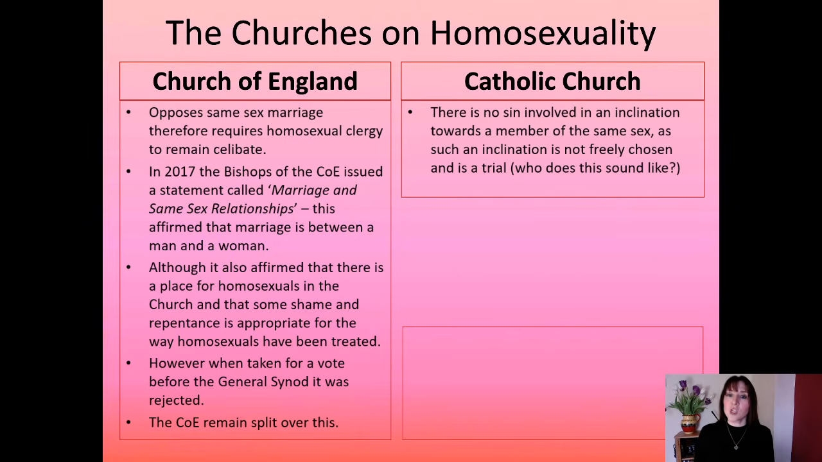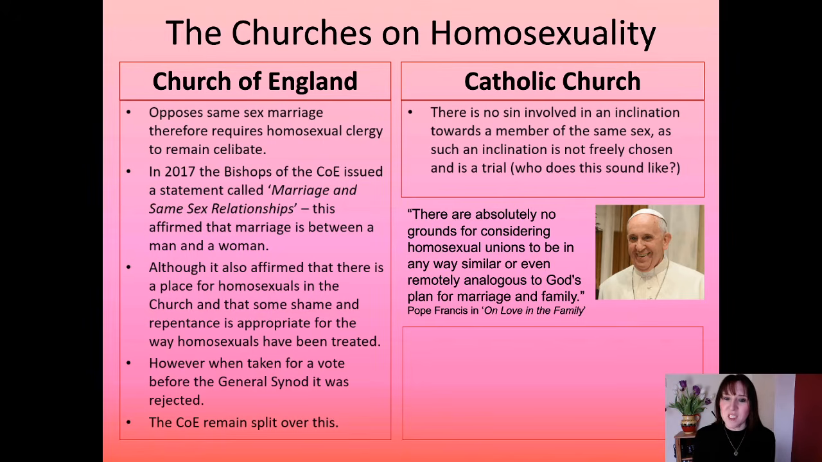The Catholic Church says there is no sin involved in an inclination towards a member of the same sex, as such an inclination is not freely chosen and is a trial. Again, can you remember who talks about trials, testing us? Who talks about this world being a test in order for us to pass it, etc.? So see if you can remember who says it being a trial. So they're saying that it's not a sin, it's just an inclination.